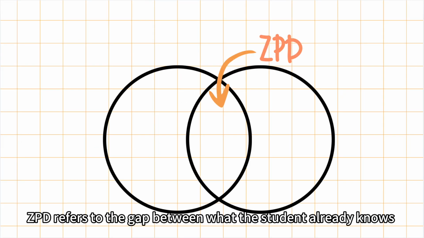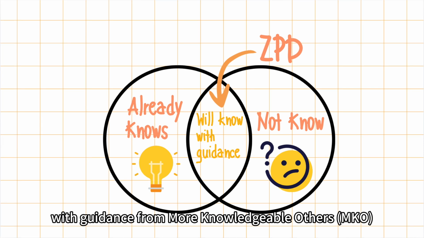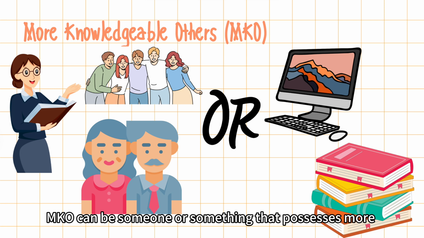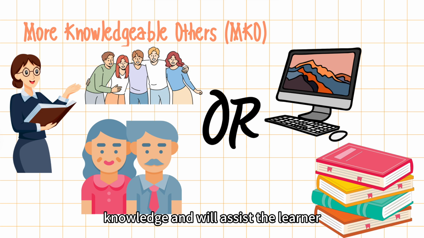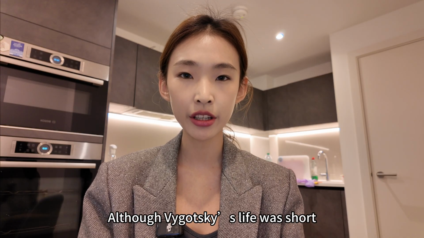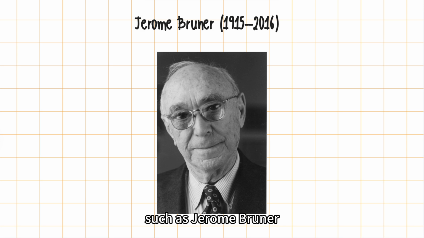Well, ZPD refers to the gap between what the students already know and what they can know with the guidance from more knowledgeable others. An MKO can be someone or something that possesses more knowledge and will assist the learner in learning and bridging the gap. Although Vygotsky's life was short, his ideas inspired later scholars such as Bruner to expand on constructivism.